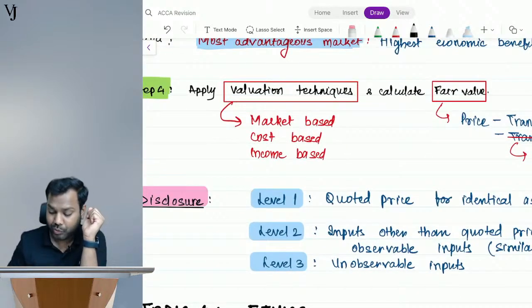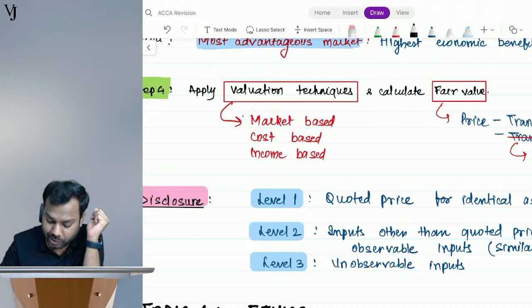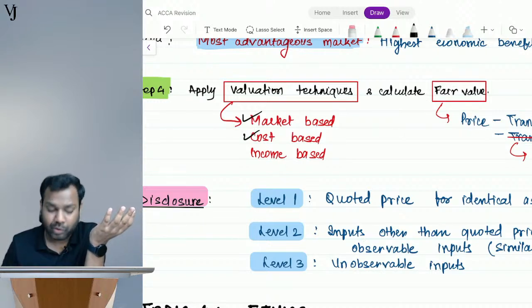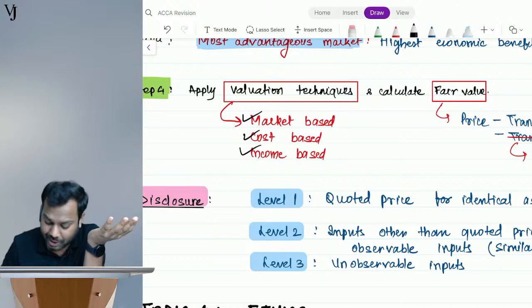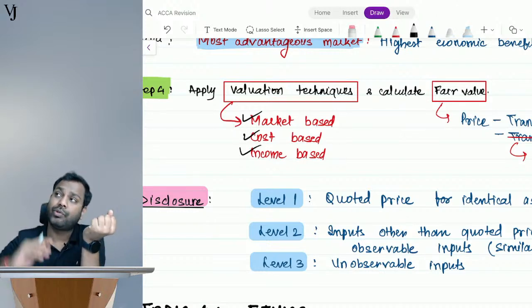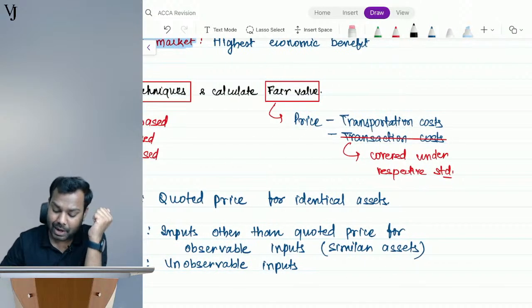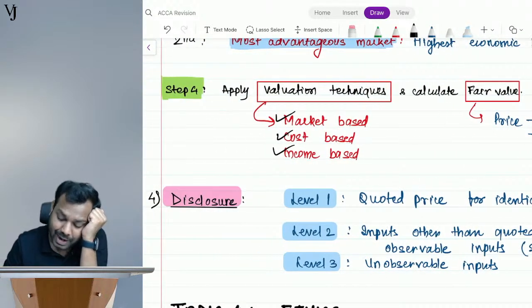What are valuation techniques? It can be market based, that is, what is the market price of a similar asset. It can be cost based: what is the cost of the asset? It can be income based: what are the future cash flows? Let's calculate the present value of that. Okay, now I apply valuation techniques and calculate fair value.